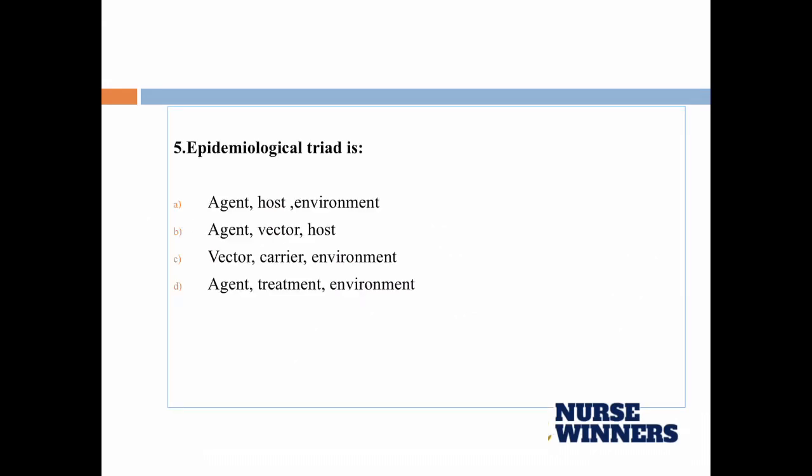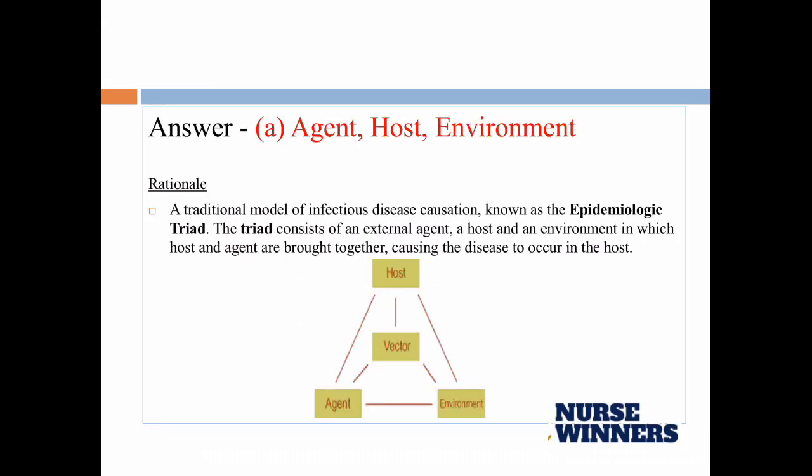Fifth question. Epidemiological triad is: A. agent, host, environment, B. agent, vector, host, C. vector, carrier, environment, D. agent, treatment, environment. The right answer is option A.